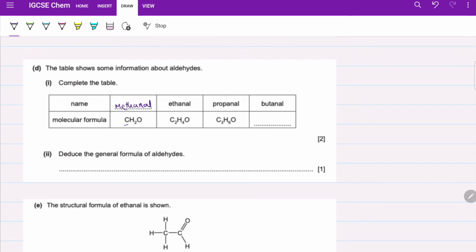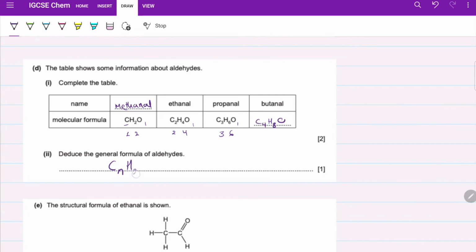Okay, so here's the pattern. You have 1 carbon, 2 hydrogens, 2 carbons, 4 hydrogens, 3 carbons, 6 hydrogens. You can see that it's double. So butanol means there's 4 carbons, so that means double that will have 8 hydrogens, and oxygen has always been 1 in all of them, so it's just going to be an O. So let's deduce the general formula. It's going to be CnH2nO, and n can be any number, well, it's not going to be 0, but it's going to be 1 and up.